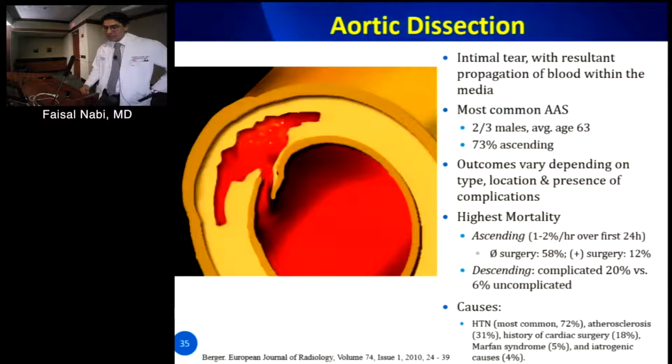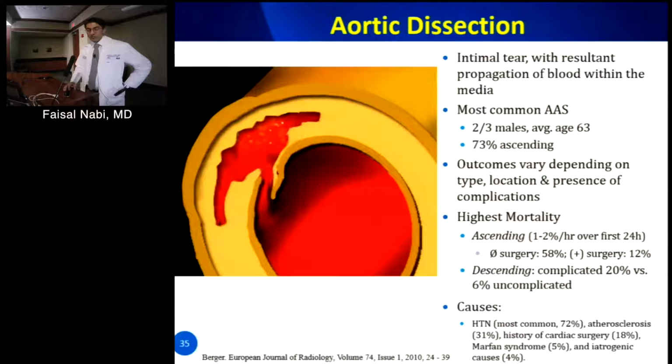There have been some series, I've seen numbers all over the place, but in general, if a patient is inoperable, they have a 58% risk of in-hospital death, and if you operate, mortality comes down to about 12%. The descending aorta is also not without its risks: a complicated aortic dissection there has a risk of almost 20%, whereas it's 6% for uncomplicated disease.